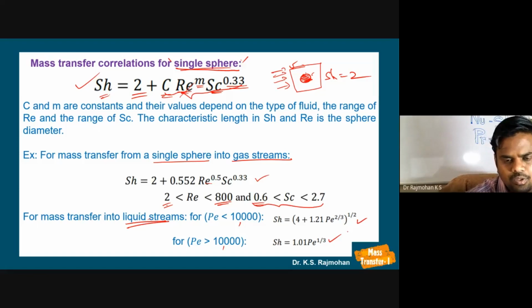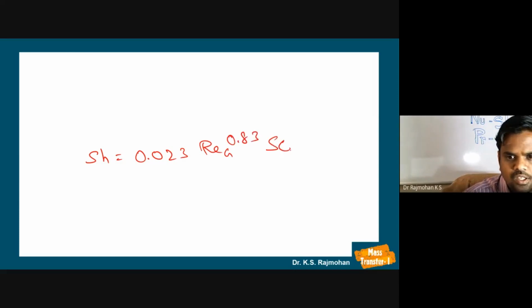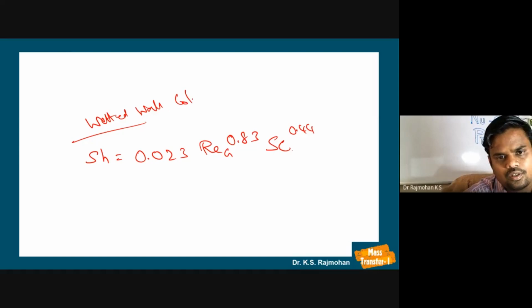If a problem statement is given, we should be able to make use of the correlation to solve the problem. For the wetted wall column, there is an expression called the Gilliland-Sherwood correlation, which is again given by Sherwood number equal to 0.023 into Reynolds number power 0.83, Schmidt number power 0.44. This is applicable for the wetted wall column. We should write what each term is.